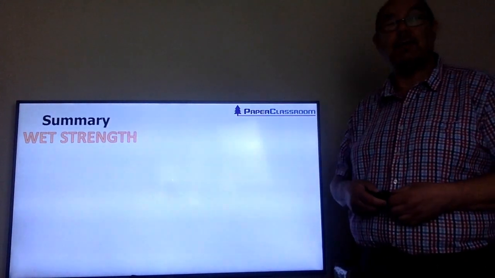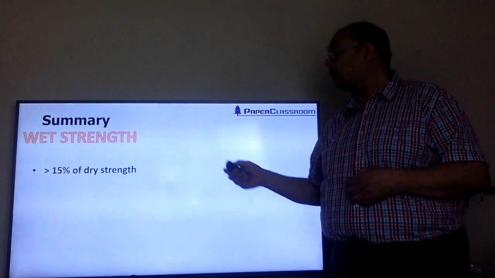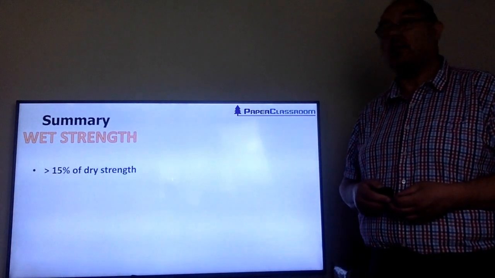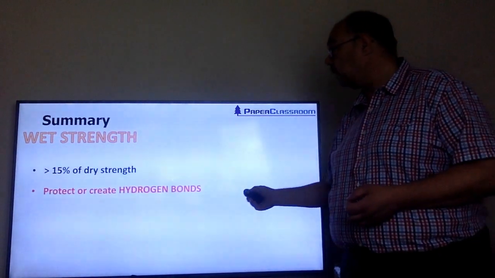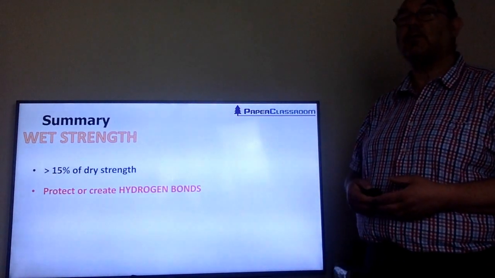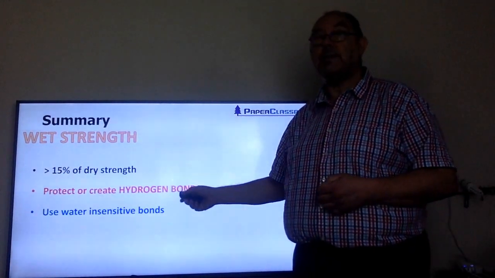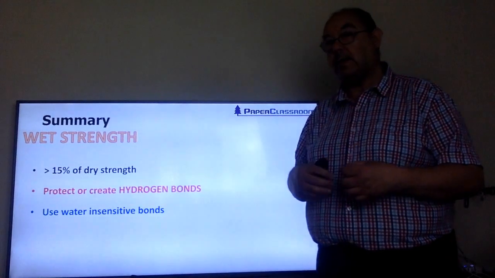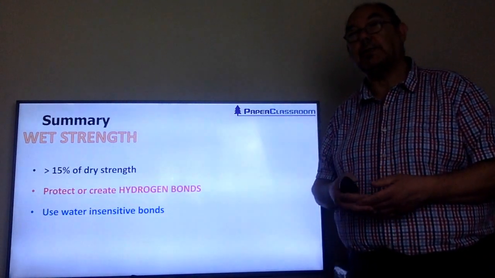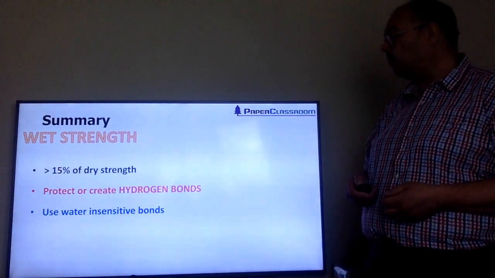So a quick summary of what we've talked about in this session. Wet strength is defined as something that's at least 15% of the dry strength value of the item. We can protect or create extra hydrogen bonds to improve wet strength. We can use water insensitive bonds either by cross-linking these tiny particles together or producing welded fibres like nylon and polypropylene.